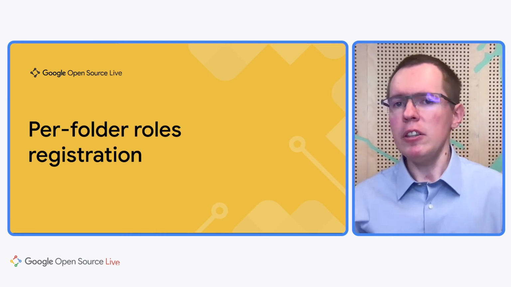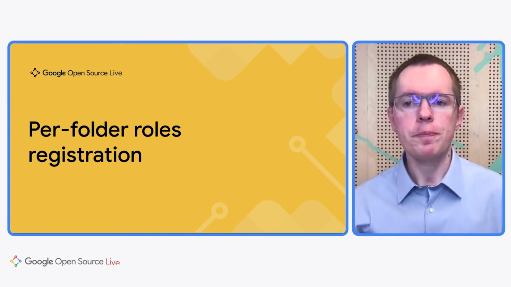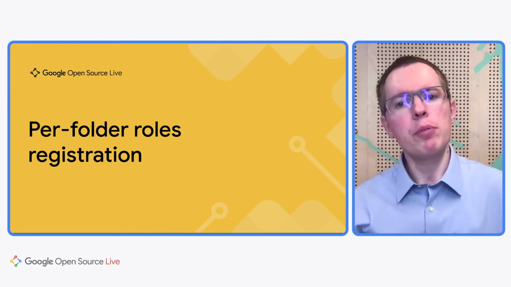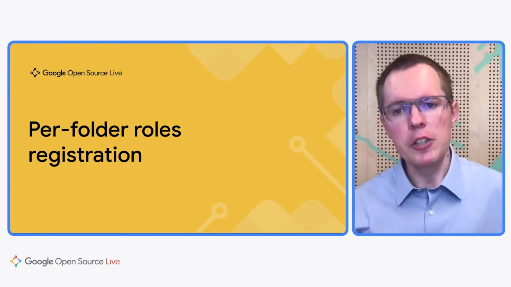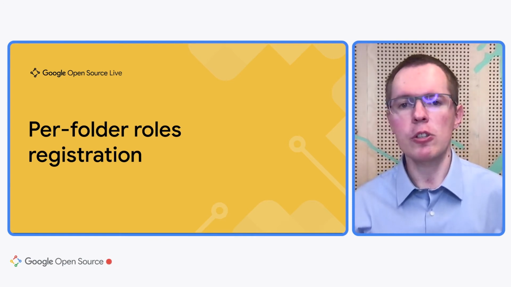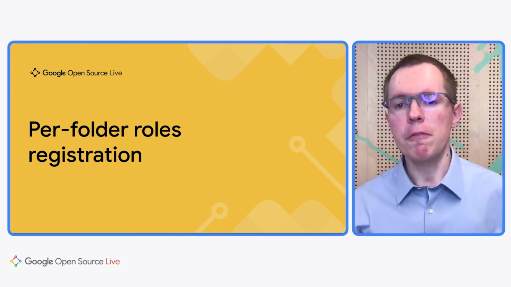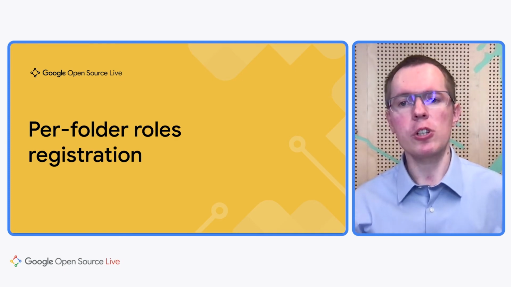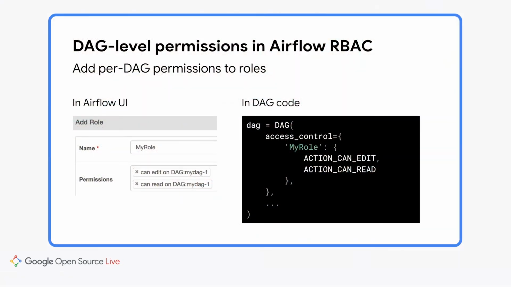But when it comes to interacting with Airflow Access Control, we didn't stop there, and to further improve the experience of configuring access control in Airflow, we proposed a feature called per-folder roles registration. What problem does it solve, and what does it actually do? DAG-level permissions are an important part of Airflow RBAC. They enable limiting which users see which DAGs in Airflow UI.